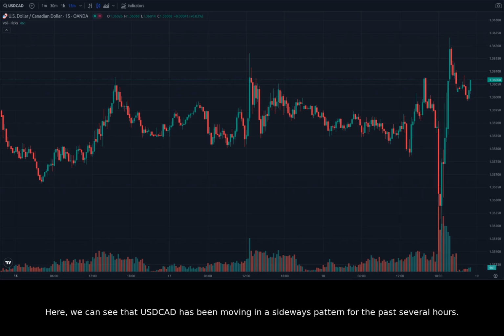Here, we can see that USDCAD has been moving in a sideways pattern for the past several hours. This is further evidence that the market is indecisive. The pair is currently testing the 20-period moving average, which could act as a support level. If the pair falls below this level, it could signal a bearish breakout and a potential move lower.